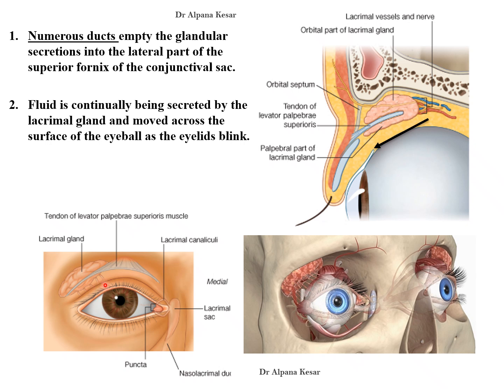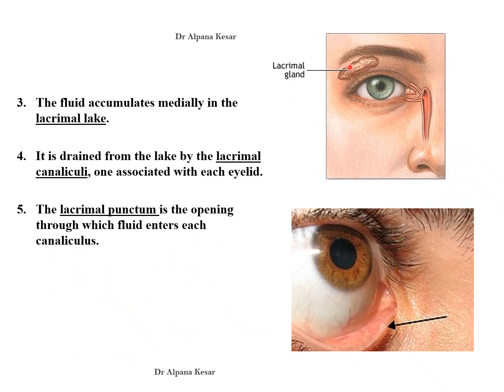Lacrimal gland has numerous ducts. These ducts pour their secretion in the superior fornix of the conjunctival sac. The fluid which is secreted by the lacrimal gland is continuously moved across the surface of the eyeball as the eyes blink. The lacrimal fluid produced by the lacrimal gland will travel across the conjunctival sac medially and gets accumulated in the lacrimal lake, which is present near the medial angle of the eye.